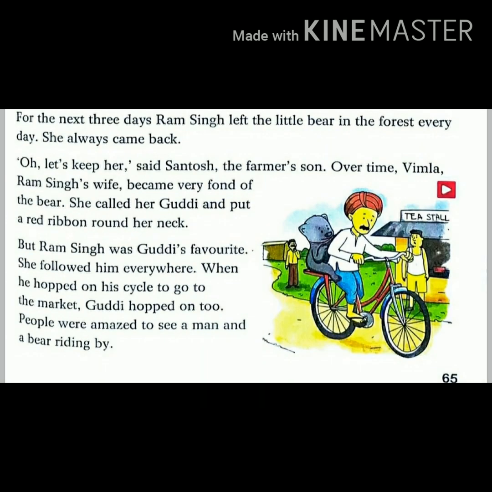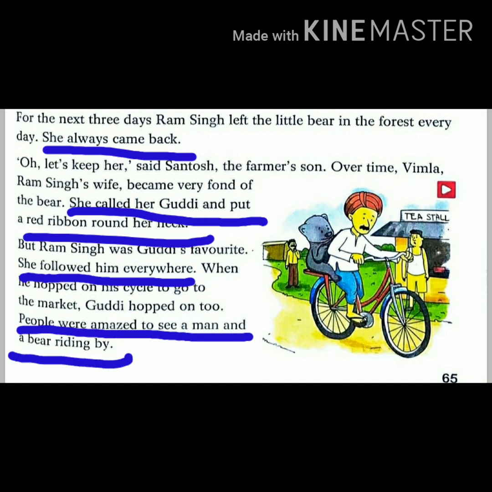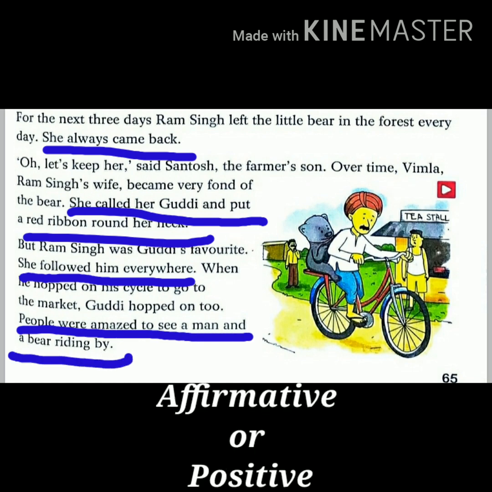Now look at these sentences. She always came back. She called her Goody and put a red ribbon round her neck. She followed him everywhere. People were amazed to see a man and a bear riding by. What is common in these sentences? These sentences are simply a statement. Yes, and at the last of these sentences, you can notice a full stop is there. So you can easily identify these sentences as affirmative or positive sentences.